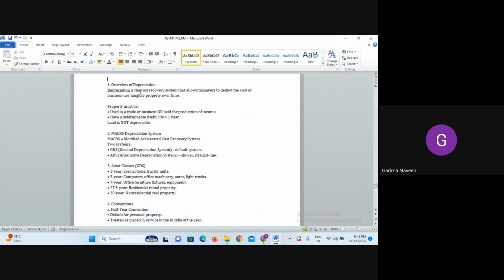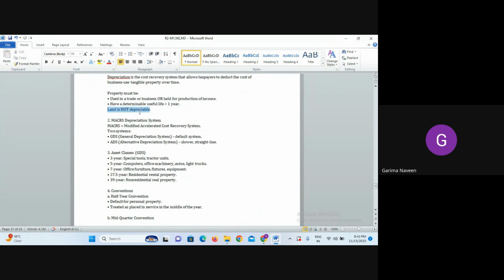Depreciation is basically a cost recovery system that allows you to deduct the cost of business use tangible property over time. For the depreciation expense to be deductible, the property should be used in trade or business or held for production of income, and have a determinable useful life greater than 1 year. And please note, land is not depreciable. We do not calculate any depreciation on the land.